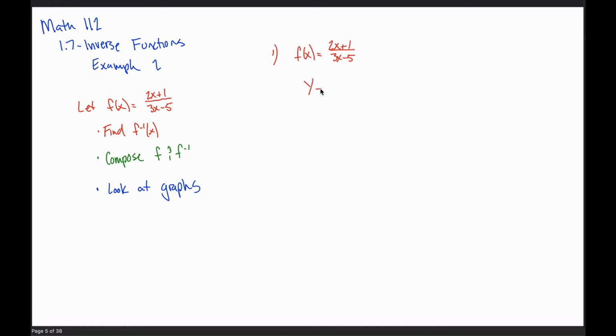The first in the four-step process that I taught you in the previous video is pretty simple, so simple that you might not even think it's necessary. All I'm going to do is change the f of x into a y. That's it. I'm literally going to copy exactly what I see here, except instead of an f of x, there's going to be a y.